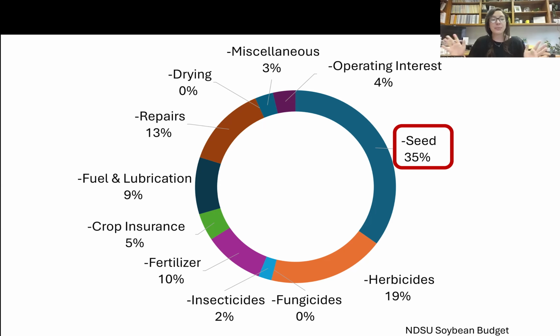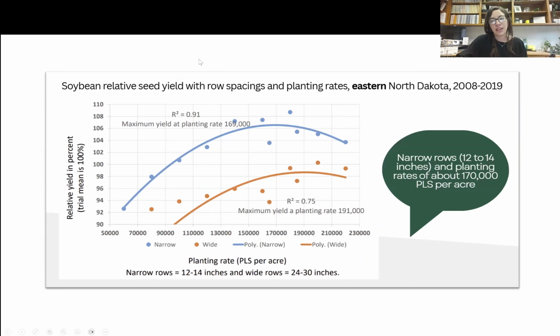So when we are talking about plant population, it's a really, really important decision that we are making because seed actually represents 35% of the cost of producing soybeans. It's huge. And this is information from the NDSU soybean budgets. We do have some recommendations from NDSU. These recommendations vary depending on whether you are in the eastern part of the state compared to the western part of the state.